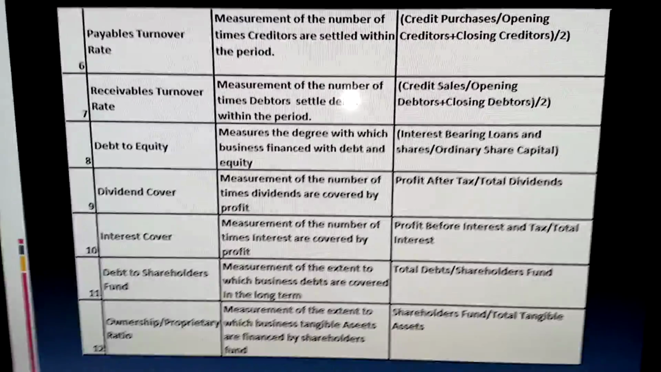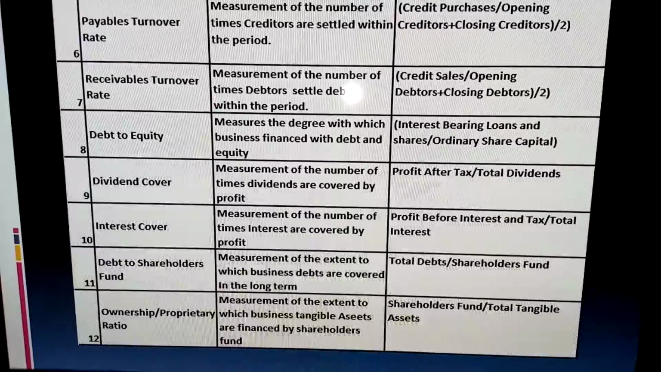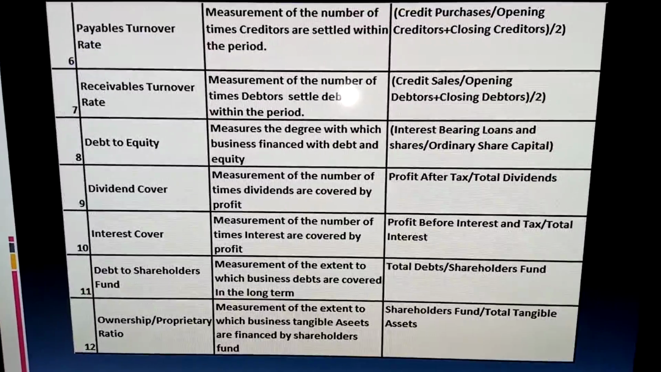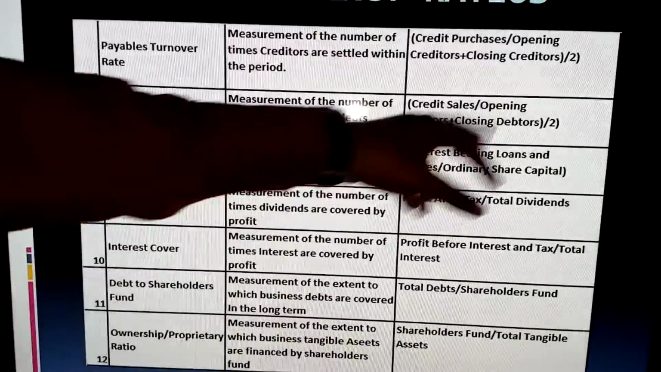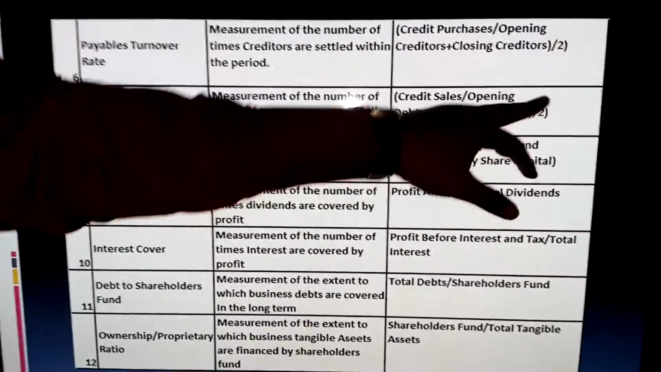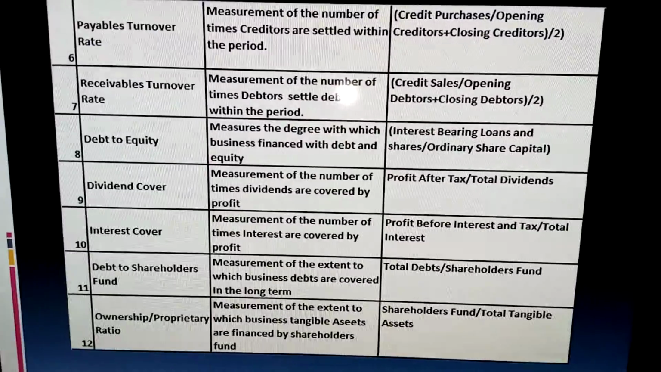Receivables turnover rate. The number of times your debtors settle you. As a business, how many times did you collect money from your debtors? So we have credit sales over opening debtors plus closing debtors divided by 2. So this is the average debtors.